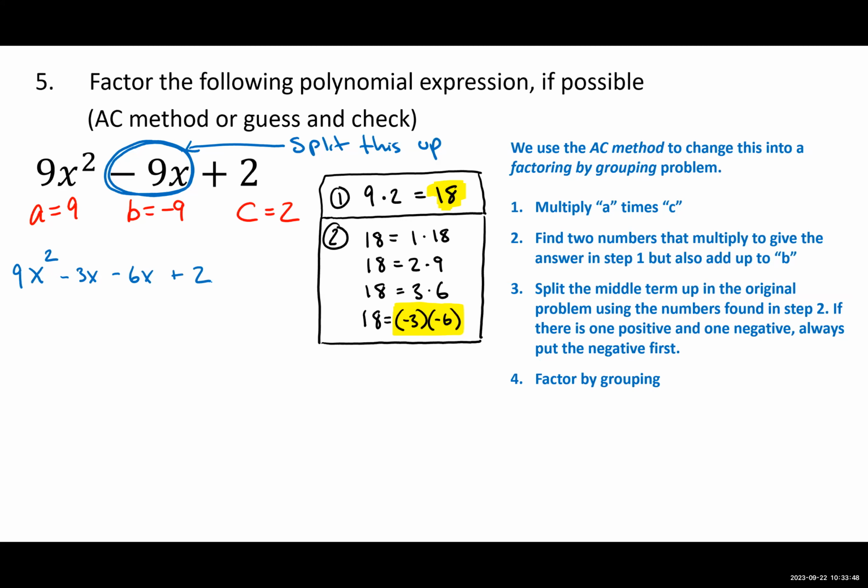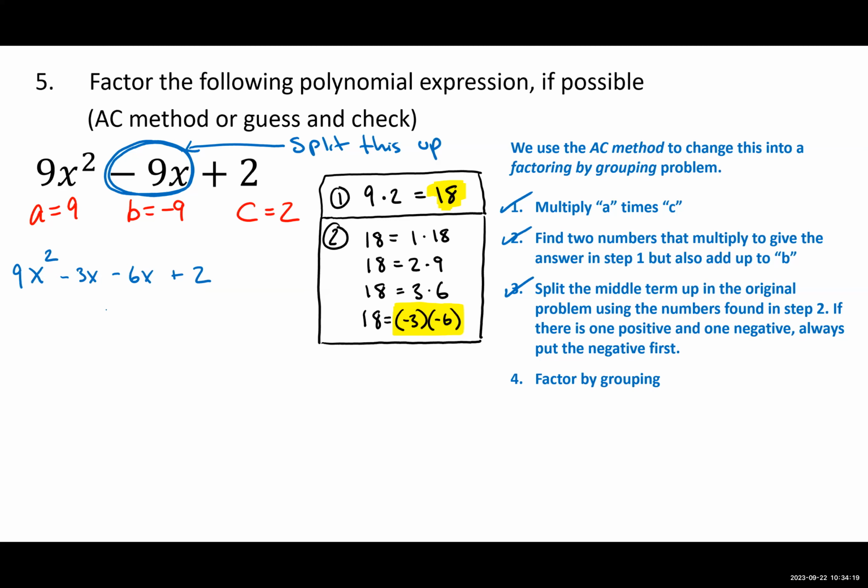Okay, multiply A times C, find the two numbers that multiply to give you AC but add to B. Split the two numbers up. Now, sometimes it'll be one positive, one negative. You really never want a negative in the middle. So between the 3x and the 6x, if you could avoid that being a minus, you should, but in this case you can't.